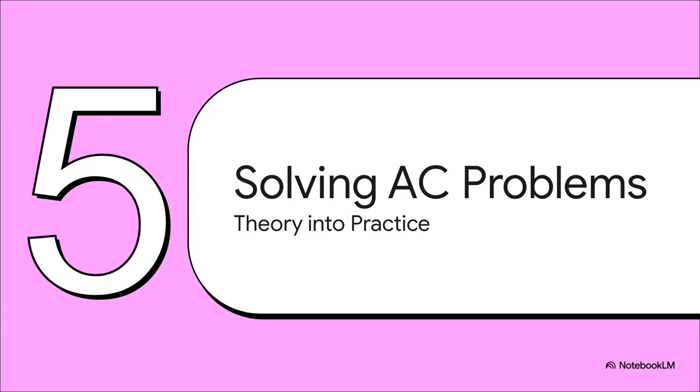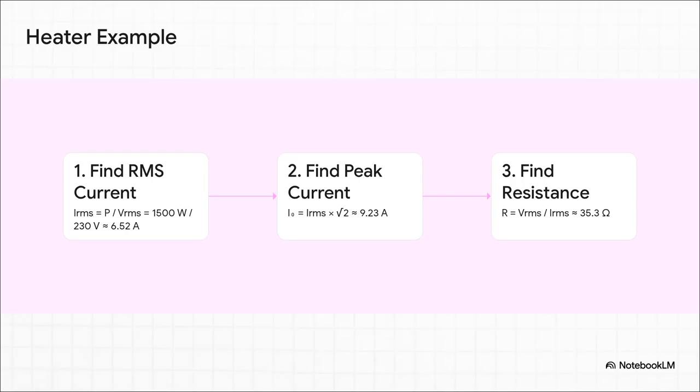All right, we've got all the pieces of the puzzle now. We understand the equations, peak values, and this super useful RMS concept. So let's put it all together and solve a real-world problem. Okay, check this out. A common 1.5 kilowatt heater plugged into a 230 volt RMS supply. How do we figure out the peak current and its resistance? It's a 3-step process. First, let's find the RMS current. We know power is voltage times current, so current is just power divided by voltage. 1,500 watts divided by 230 volts gives us an RMS current of about 6.52 amps.